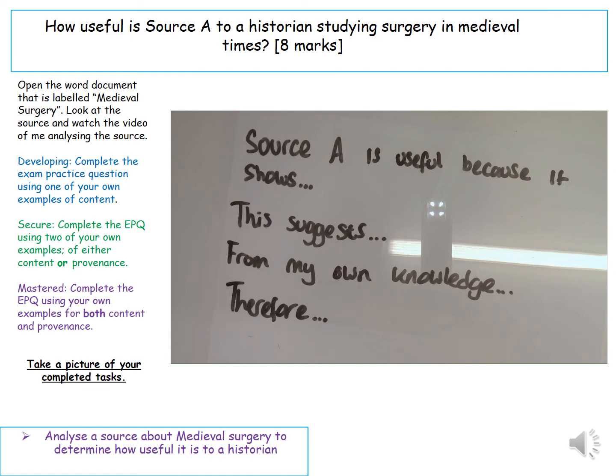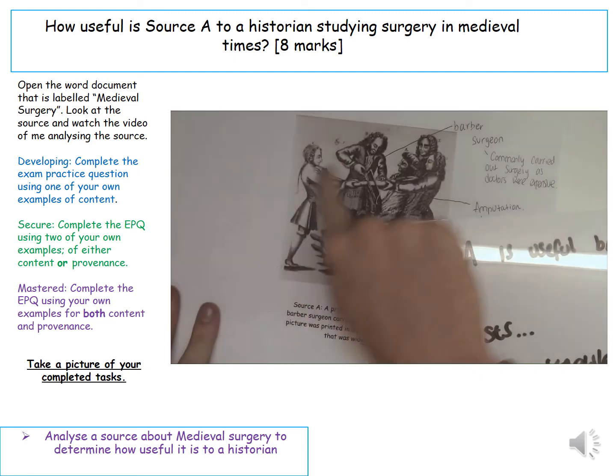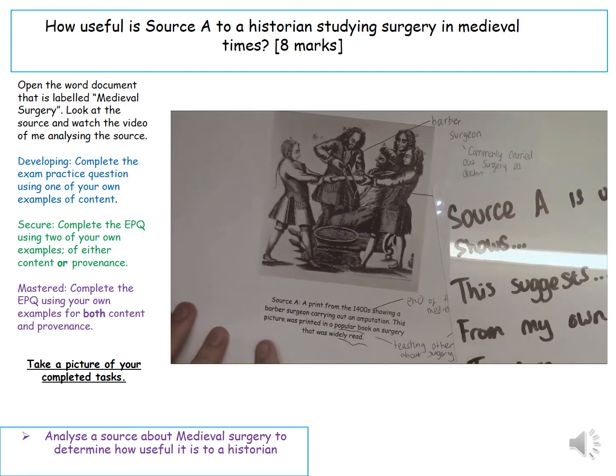Remember, you need to write 2 peel paragraphs. Paragraph 1 is the content of the source. What can you see? Paragraph 2 is going to be about the provenance of the source, where it's from, what its purpose was.